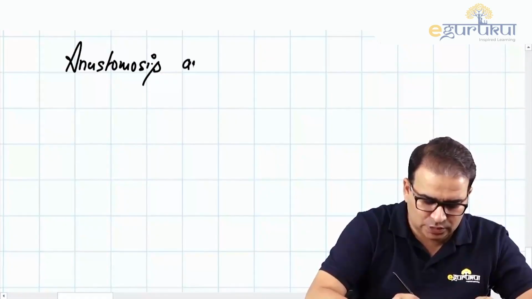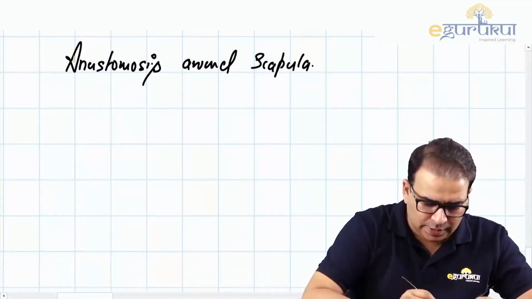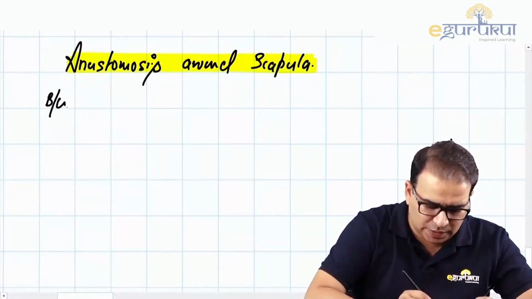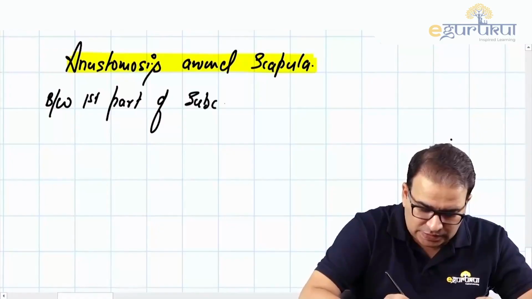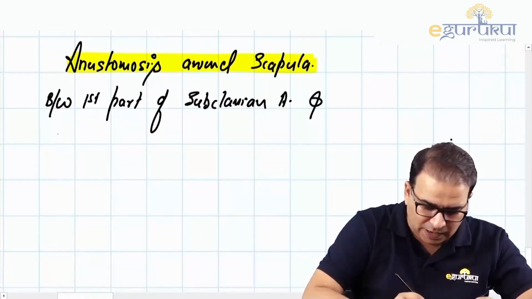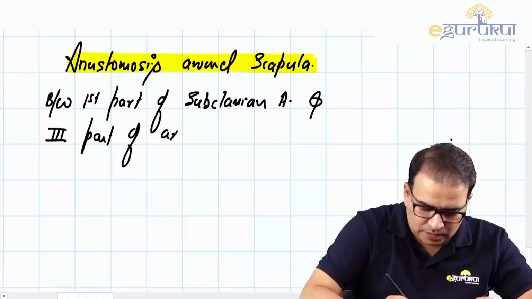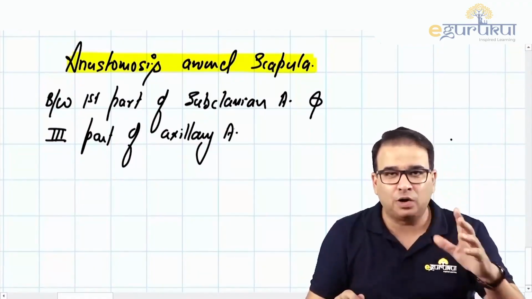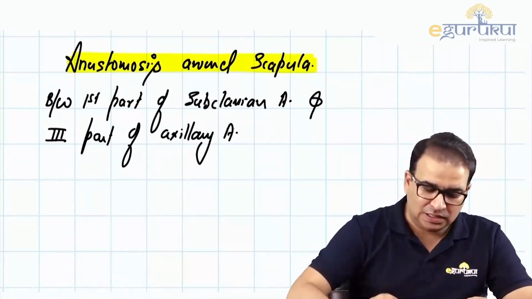So we're talking about the anastomosis around the scapula. Practically, this scapular anastomosis, as I said, is an anastomosis present between the first part of the subclavian artery and the third part of the axillary artery. I'm not saying that there is no contribution from any other part of the axillary artery, but it's mainly an anastomosis between the first part of the subclavian and the third part of the axillary artery.